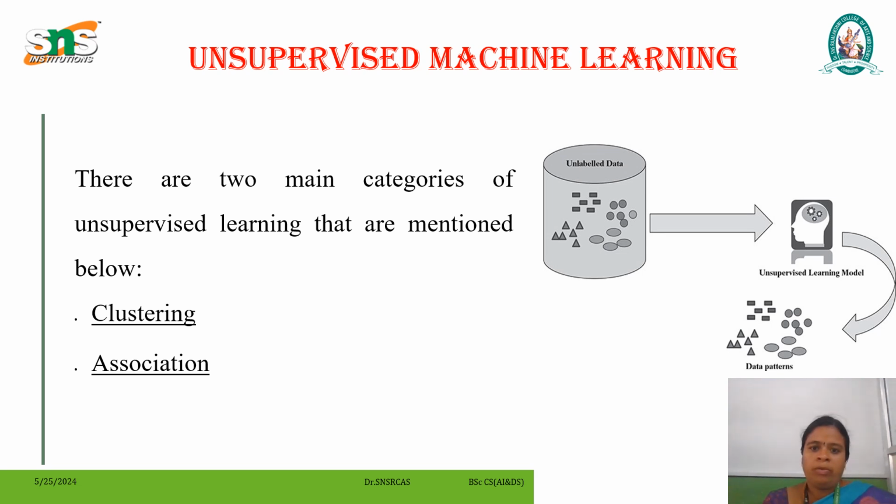The primary goal of unsupervised learning is often to discover hidden patterns, similarities, or clusters within the data, which can then be used for various purposes such as data exploration, visualization, dimensionality reduction, and more. There are two main categories of unsupervised learning mentioned below. First one is clustering and another one is association.